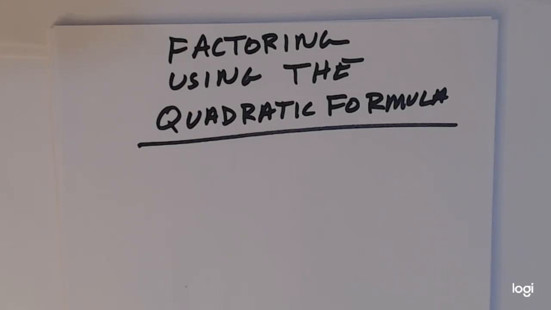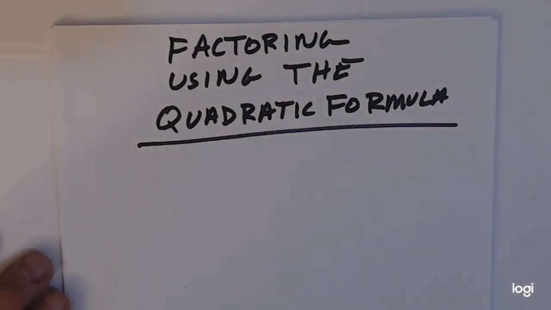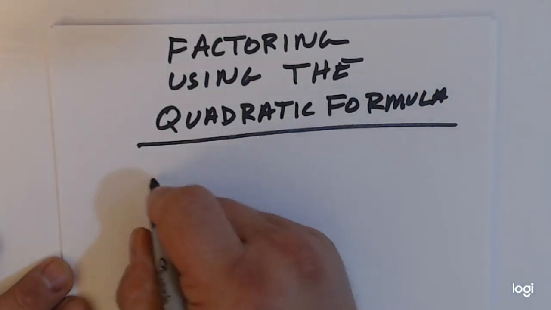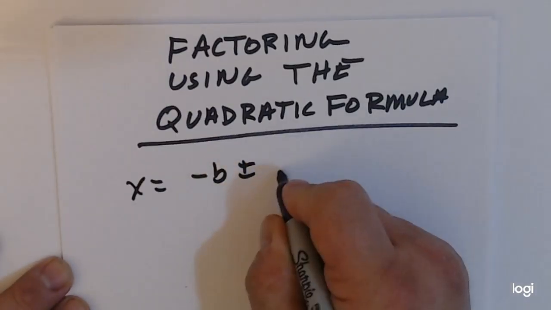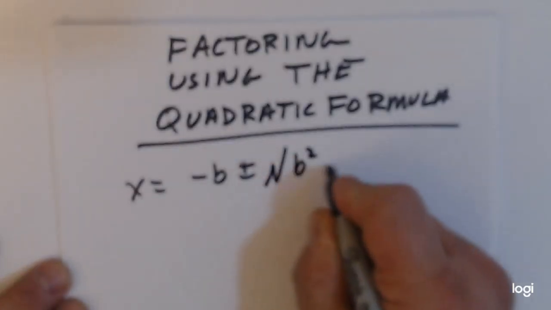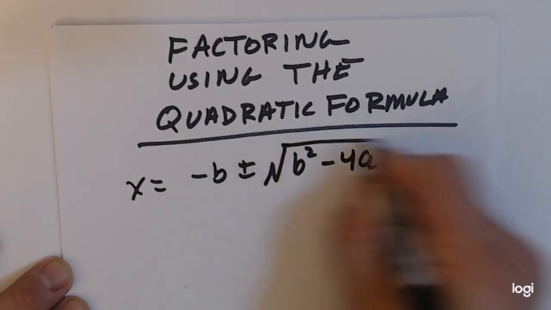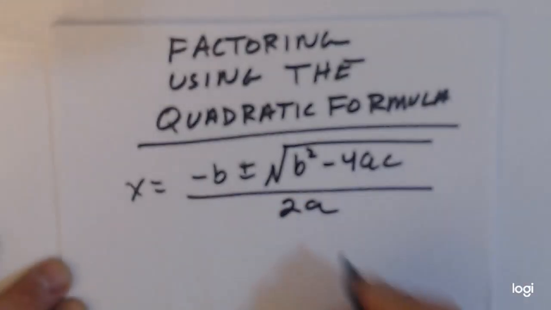And today we're working on factoring with the quadratic formula. So here's the quadratic formula. It is x is equal to negative b plus or minus the square root of b squared minus 4ac divided by 2a.